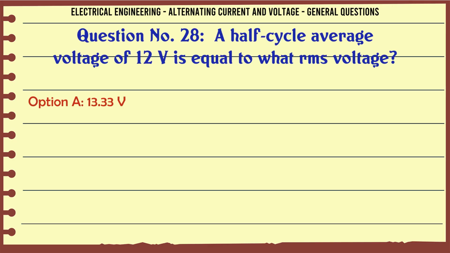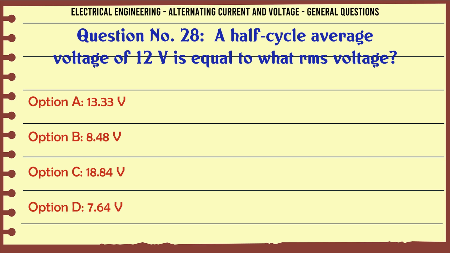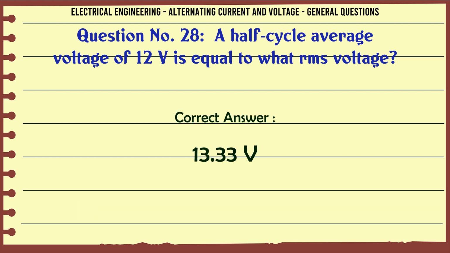A half-cycle average voltage of 12 V is equal to what RMS voltage? A, 13.33 V; B, 8.48 V; C, 18.84 V; D, 7.64 V. The correct answer is 13.33 V.